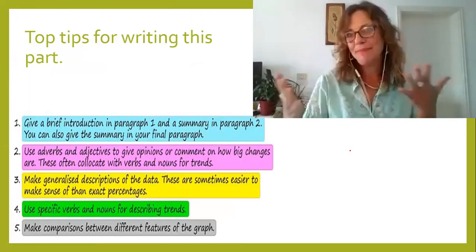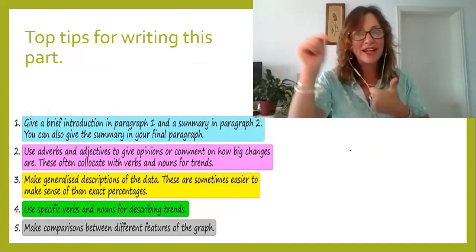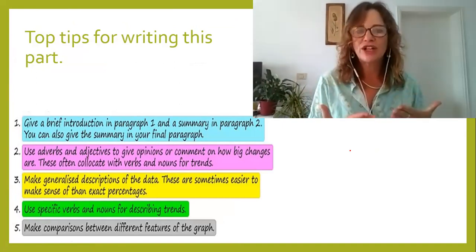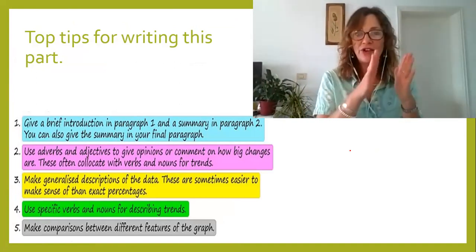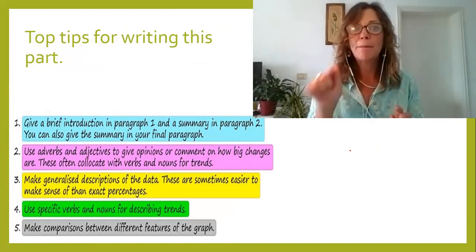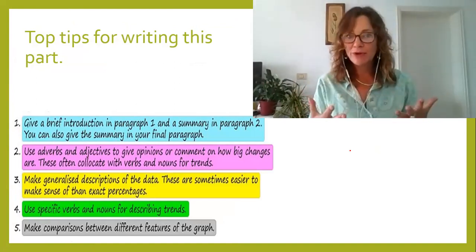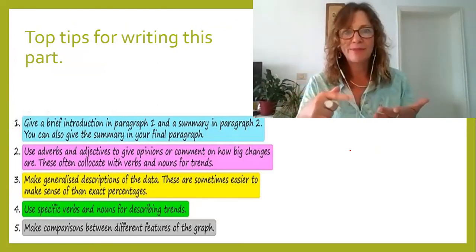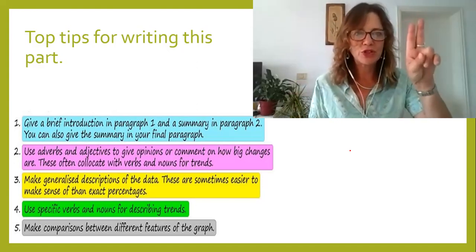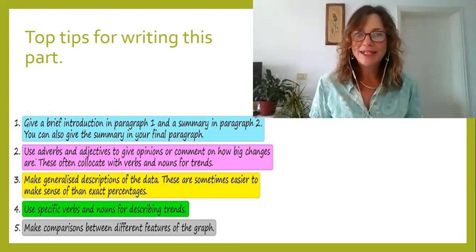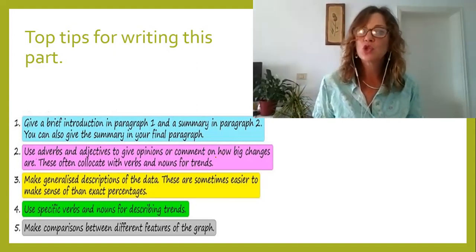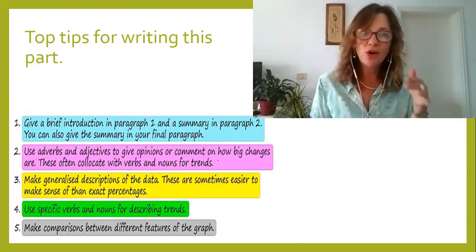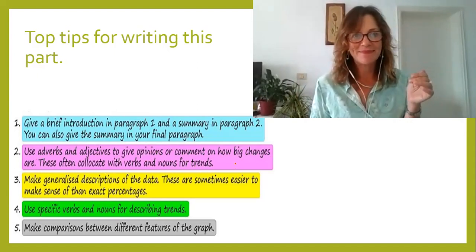So the top tips for this is 1, and we did a video on this, so have a look if you haven't seen it. Give a brief introduction in paragraph 1 and a summary so that you can also give a summary in your final paragraph as well. Top tip number 2, use adverbs and adjectives to give opinions or to comment on how big changes these are. Now remember, these often co-locate with the verbs and nouns for trends.